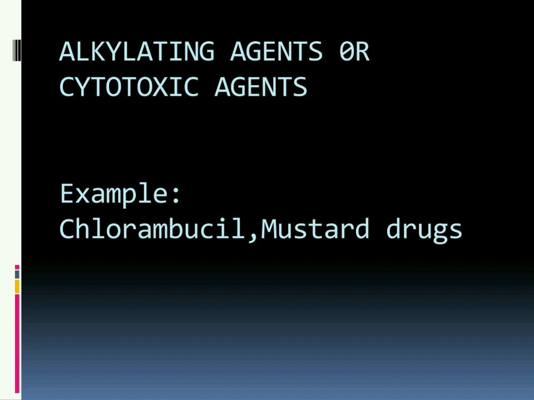Alkylating agents are nucleophilic in nature, hence they react with nucleic acid bases and inhibit DNA synthesis. They also interfere with cell replication by cross-linkage of DNA strands. Thus, these drugs help in arresting cell division.